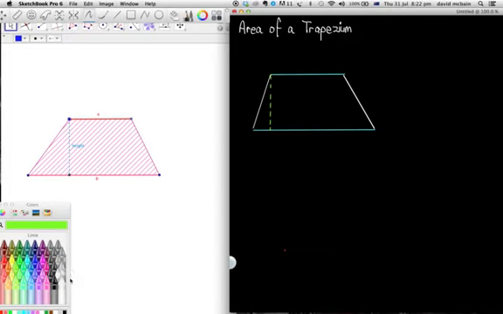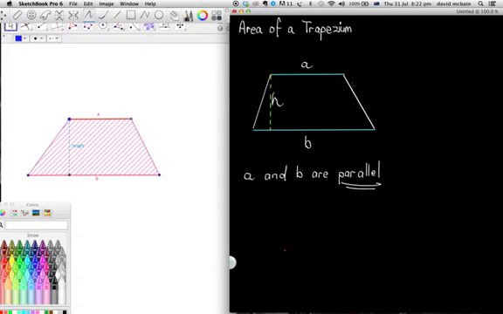Okay, so with our trapezium, this top side is called A, this bottom side is called B, and this vertical green line is called the height of our trapezium, H. Now, with a trapezium, it's always important to remember that the sides A and B are parallel to each other. They're in the same direction.